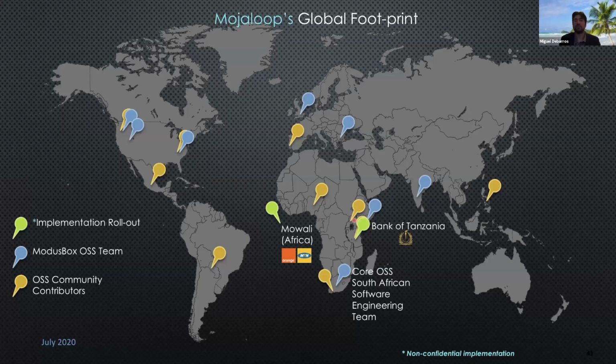And you can even see the main current implementers of Mojaloop itself, the Bank of Tanzania, Mowali, which are represented here. And of course, yeah, we have everything covered now, I think. Sorry? We have everything covered now, I think. Is it? Okay. Whole map. Yeah. All right, cool.